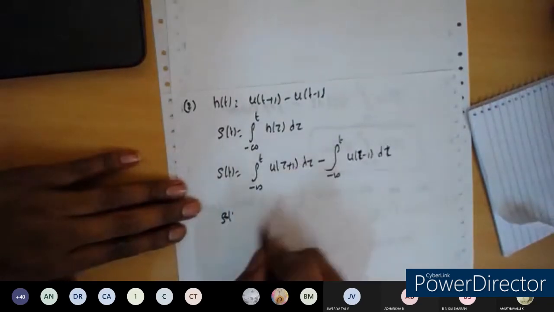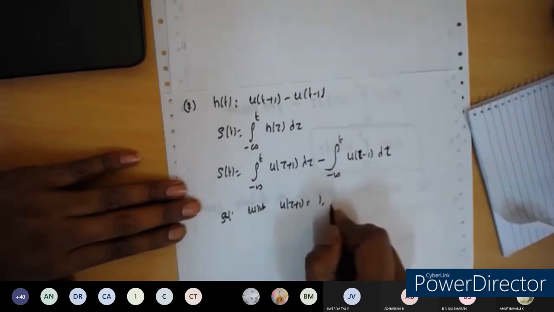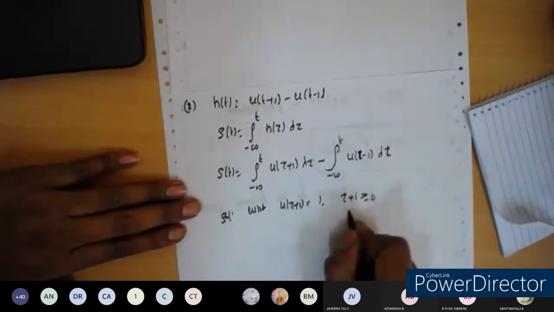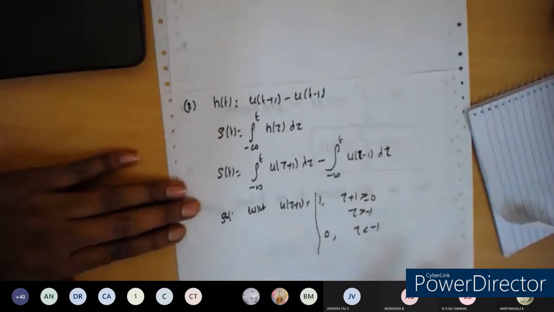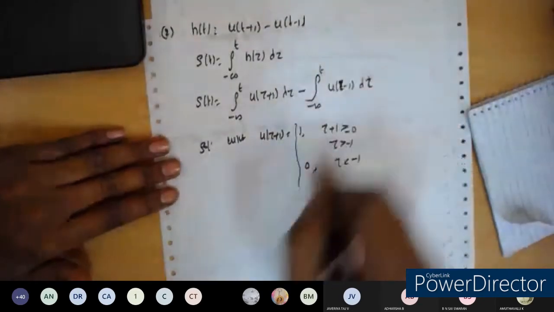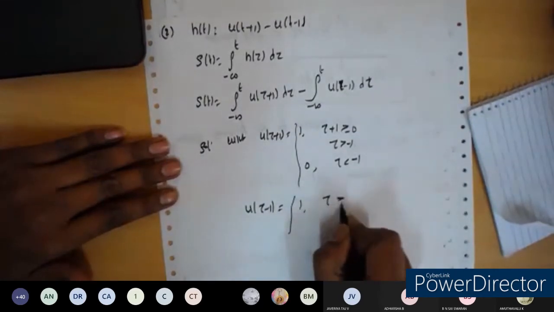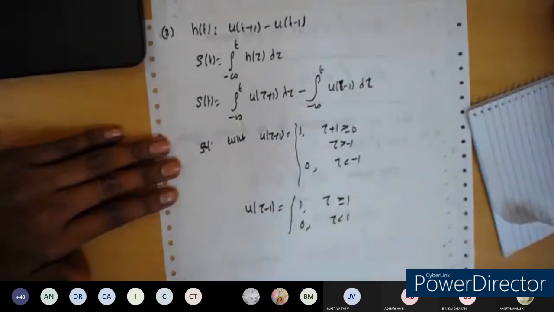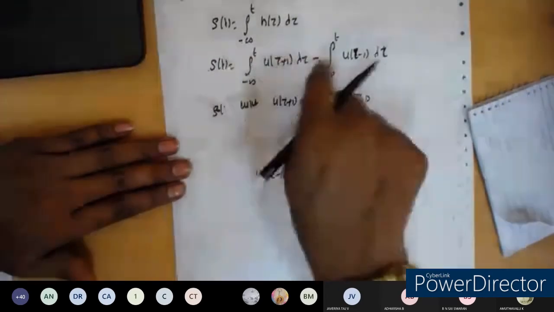We know that u of tau plus 1 is equal to 1 for tau plus 1 greater than or equal to 0, or tau greater than or equal to minus 1, and 0 for tau less than minus 1. Similarly, u of tau minus 1 is equal to 1 for tau greater than or equal to 1, because tau minus 1 is greater than or equal to 0, and 0 for tau less than 1.